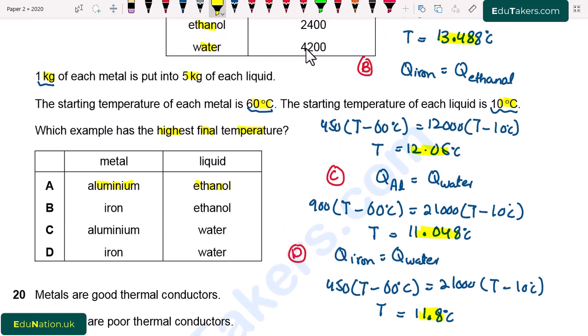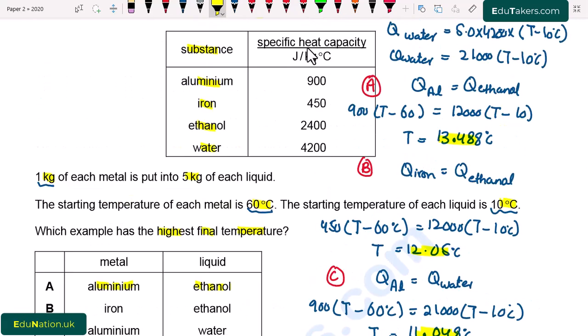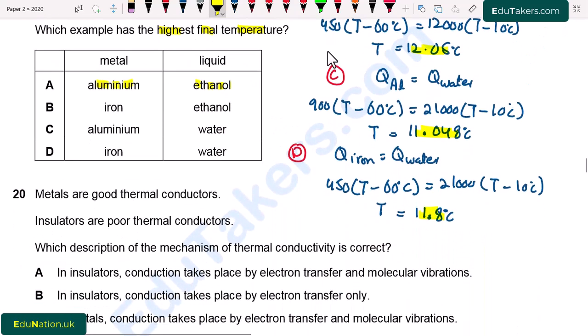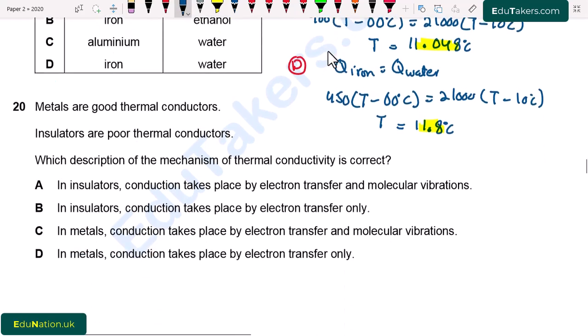the highest temperature is 13.488 degree C, which is for MCQs A. It means that the aluminium and ethanol has the highest final temperature. So I circle A. Here A is correct.